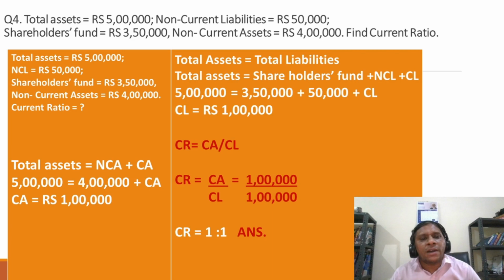Now apply the formula, that is current ratio is equal to CA by CL. CA 1 lakh by CL 1 lakh. That means it will give the answer: current ratio is equal to 1:1. Now we may ask the question whether it is ideal or not. Because it is not 2:1, it is not ideal. It is less than the ideal ratio. It means current assets are not capable enough to pay off current liabilities. So you have to justify your answer also if the question demands.